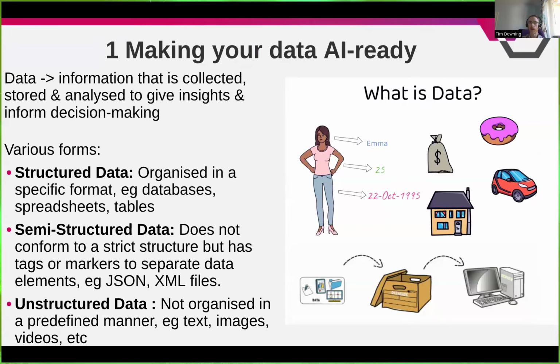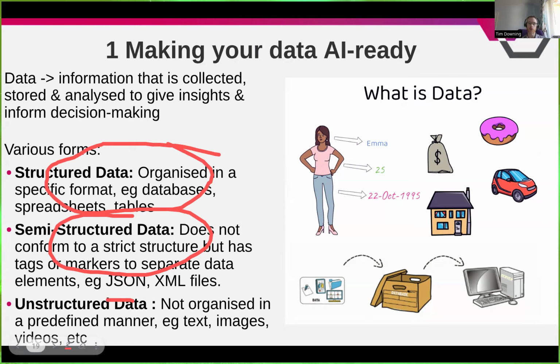When we think about AI-ready data, what is worth considering is that we may have different types of data. So we might have structured data, semi-structured data, and unstructured data. Structured data we're familiar with in terms of having a table of rows and columns, whereas semi-structured data may follow that. For example, we might have a set of individuals such as Emma, who has a name, an age, and a date of birth.